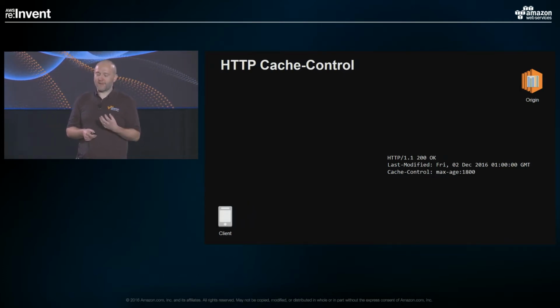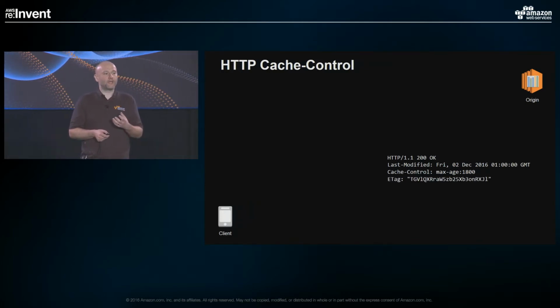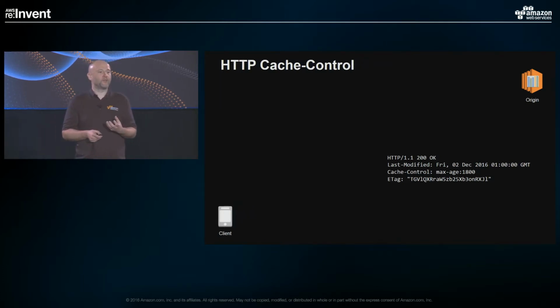So we're going to just use max-age 1800. And also you have an extra tag sometimes called the ETag, entity tag. This is a way of marking the content as a specific version of that content.